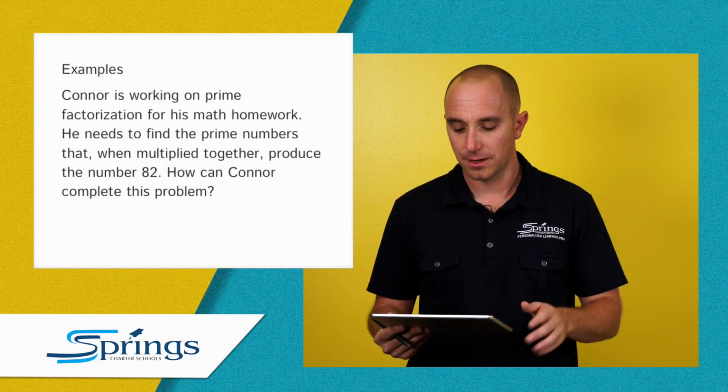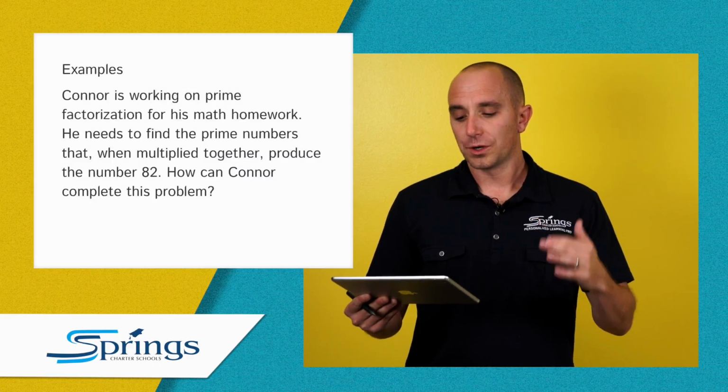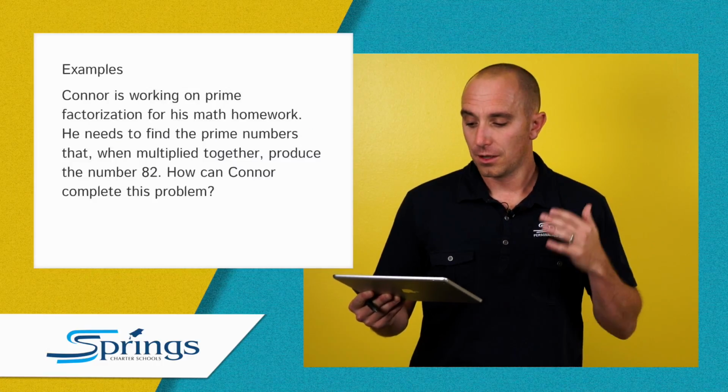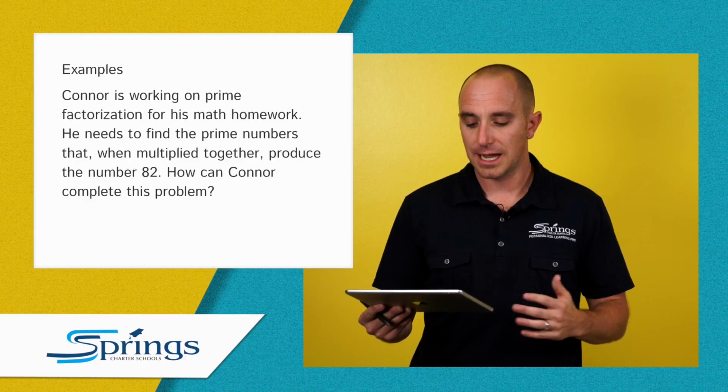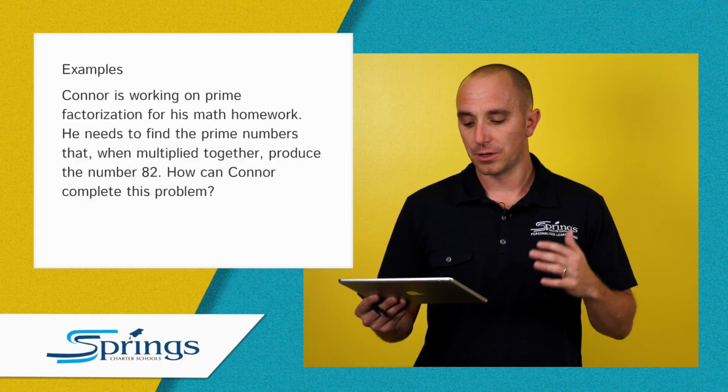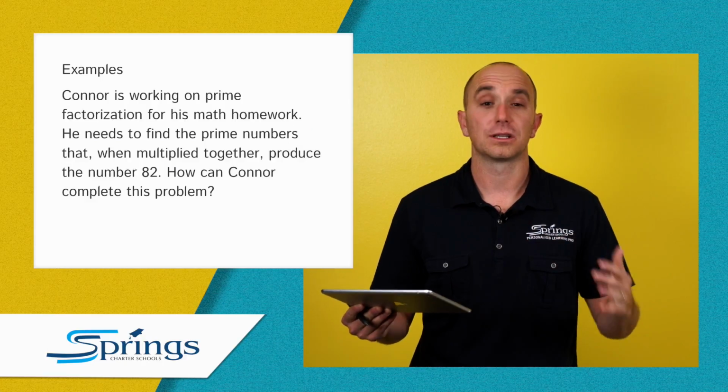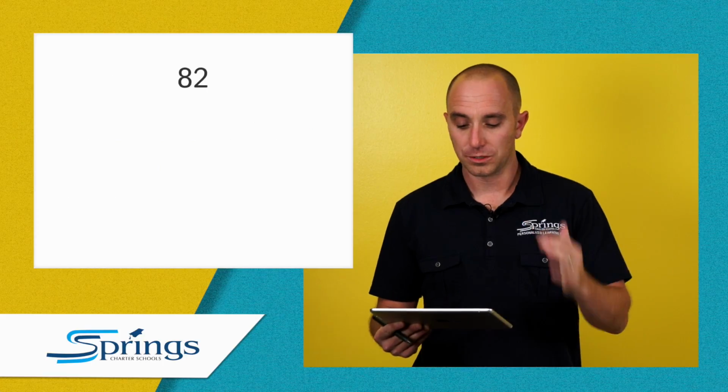All right, let's try another one. Connor is working on prime factorization for his math homework. He needs to find the prime numbers that, when multiplied together, produce the number 82. How can Connor complete this problem? Now, when I was prepping for this video, I was looking at 82 thinking, what goes into it?